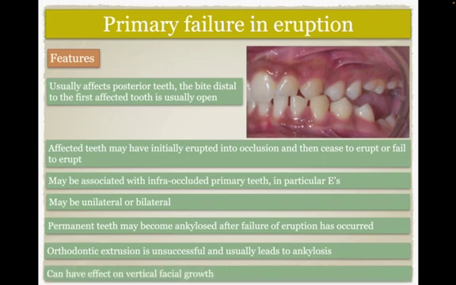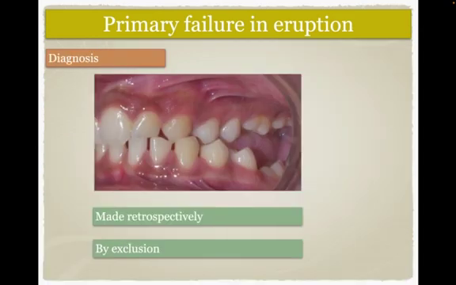Presence of this failure of eruption can affect the vertical growth of the face. How can we diagnose failure of eruption? Diagnosis is done purely by exclusion or retrospectively. What does that mean? Basically in failure of eruption, there is no reason. We don't know why the tooth is not erupting.